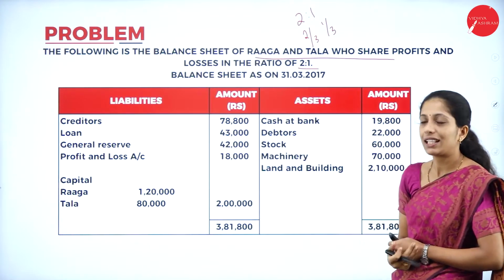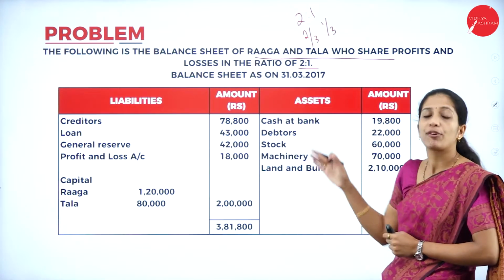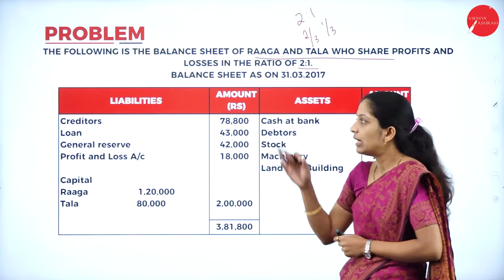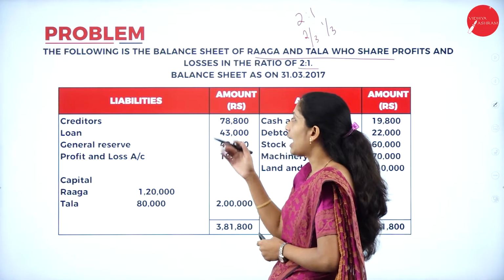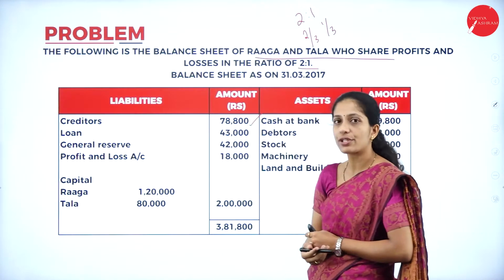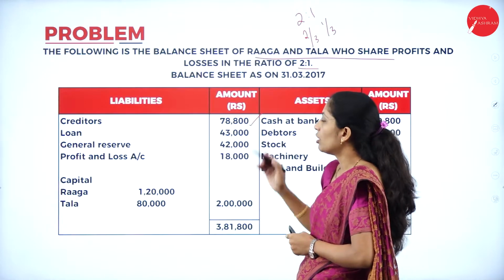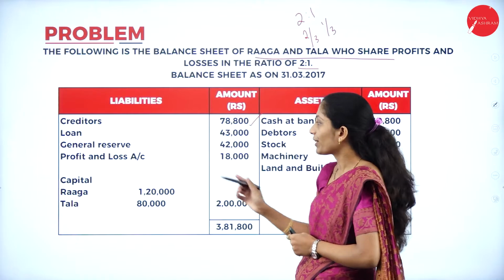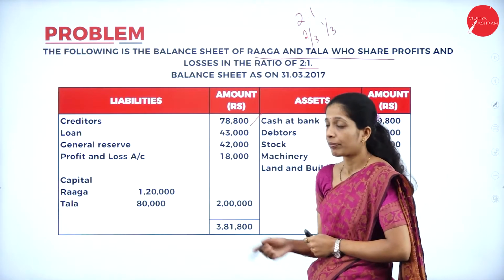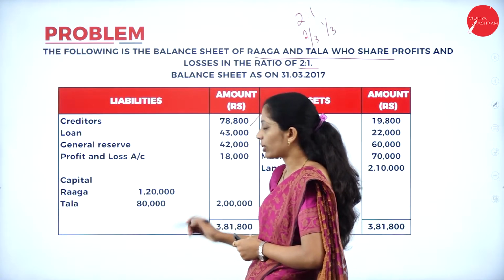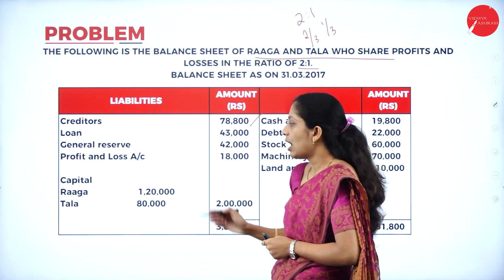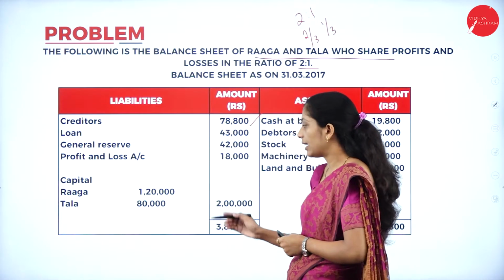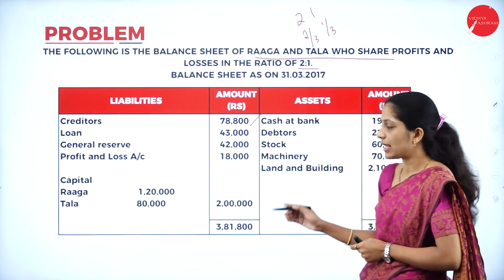Next, they have given the balance sheet before the admission of a new partner. Now go through the balance sheet here. Creditors 78,800. Next, loan 43,000. General reserve 42,000. Profit and loss account 18,000. Next, the capital of both partners, Raga 1,20,000 and Thala 80,000. So the total is 2 lakh.